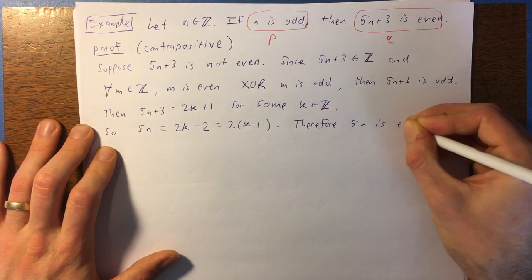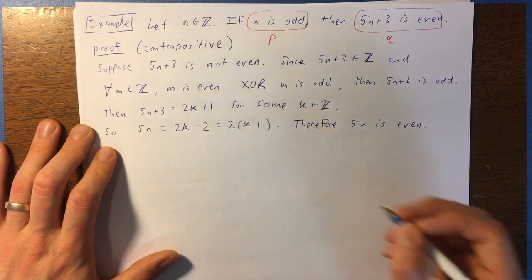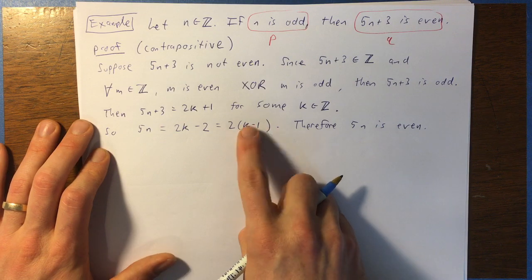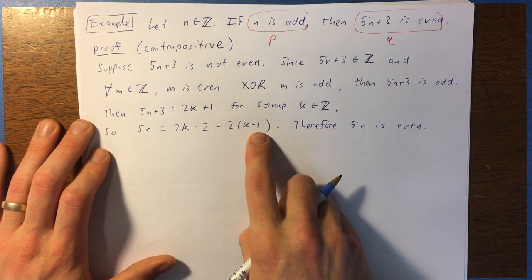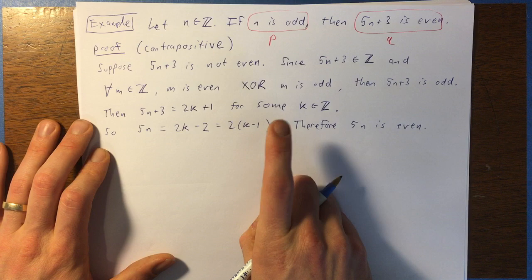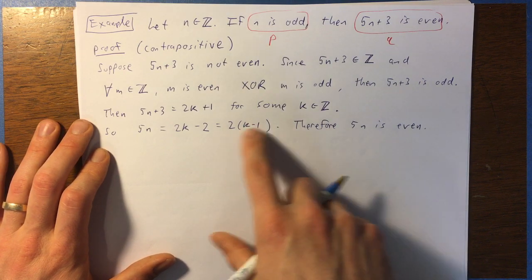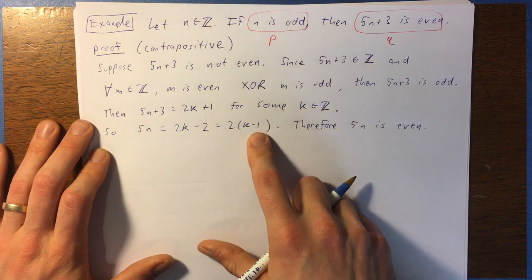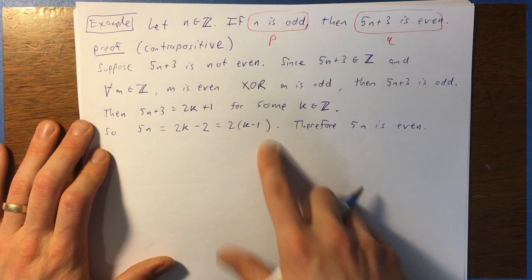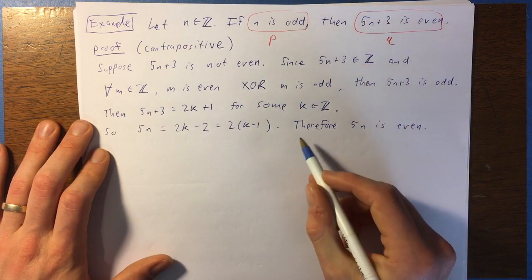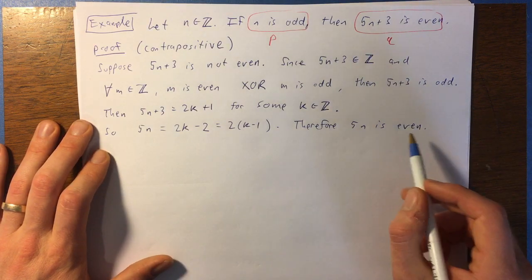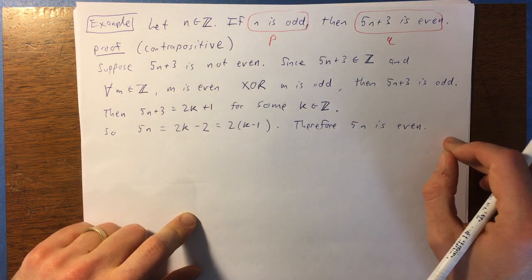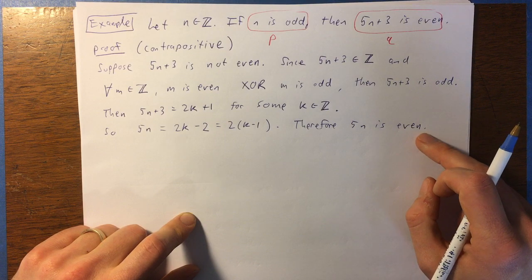5n is even, because we wrote it as 2 times another integer. By the way, in the previous proof, I said k minus 1 is an integer because the integers are closed under addition, and subtraction is just addition of a negative number, which is still an integer. I didn't write that this time because I've already explained why that's the case. We can take that for granted now. We know that integers are closed under addition and multiplication, so I'm not going to include that line in this proof. So therefore 5n is even.